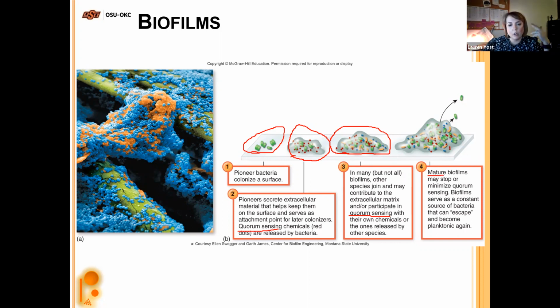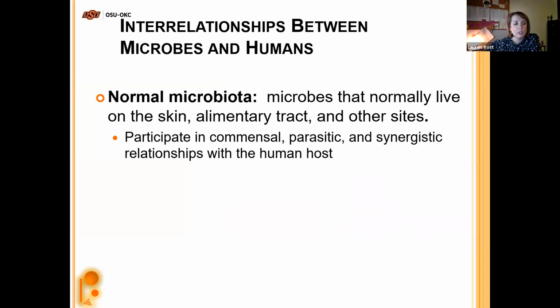And biofilms serve as a constant source of bacteria that can escape and become planktonic. Again, literally plankton is what we're talking about there, but free living. They can just exist like that.